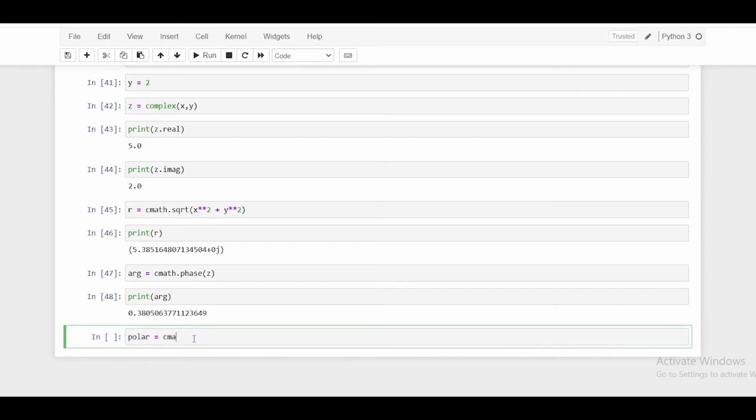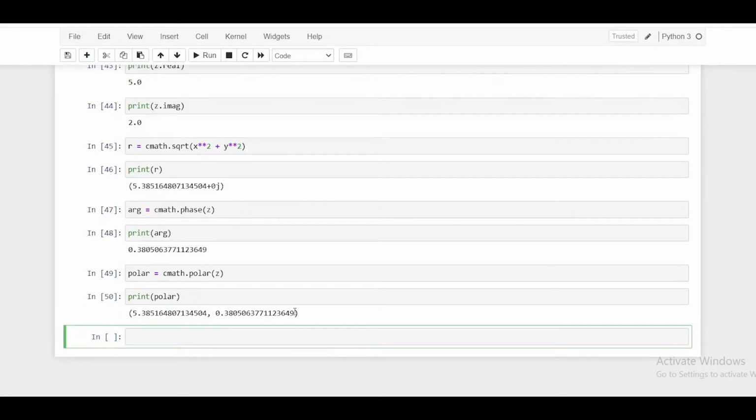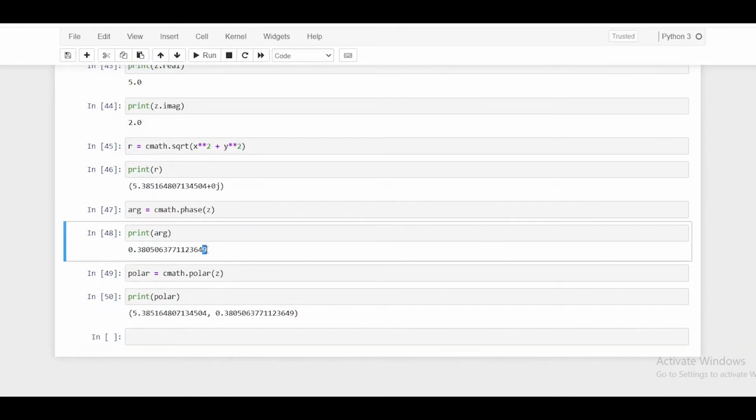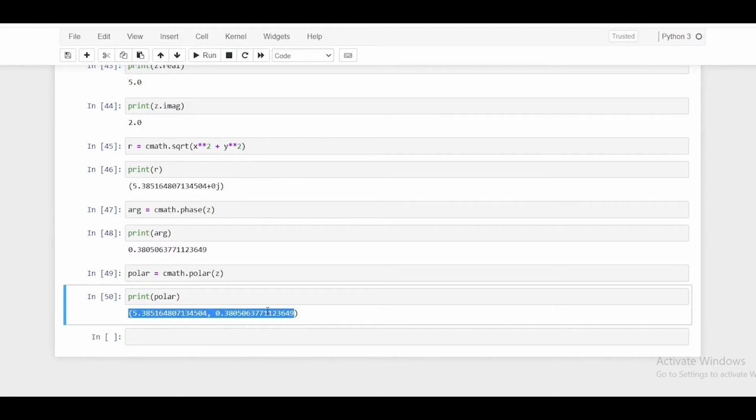So how can we do it directly? We can also do it directly by using the dot polar method, which directly converts the Cartesian format into a polar form. So we just convert the x and y, which is in Cartesian format, into r and theta in polar form. So here you can see that we have used the method dot polar to convert it directly from Cartesian to polar form, and it prints out the same results as we did earlier. We found out r and theta individually.